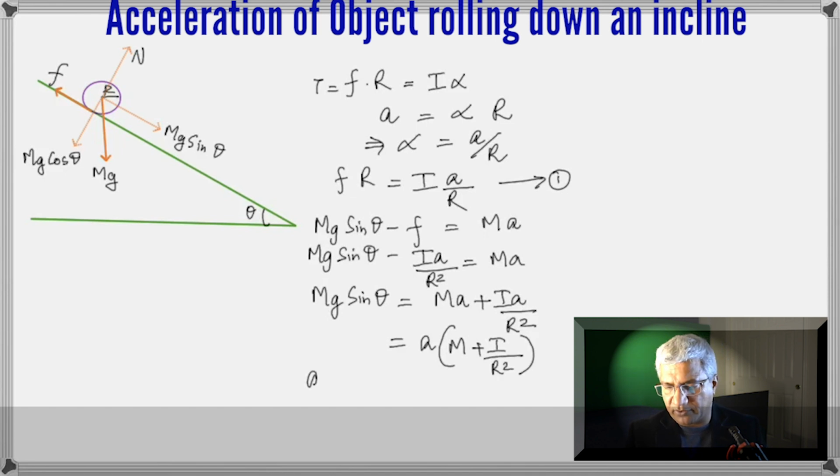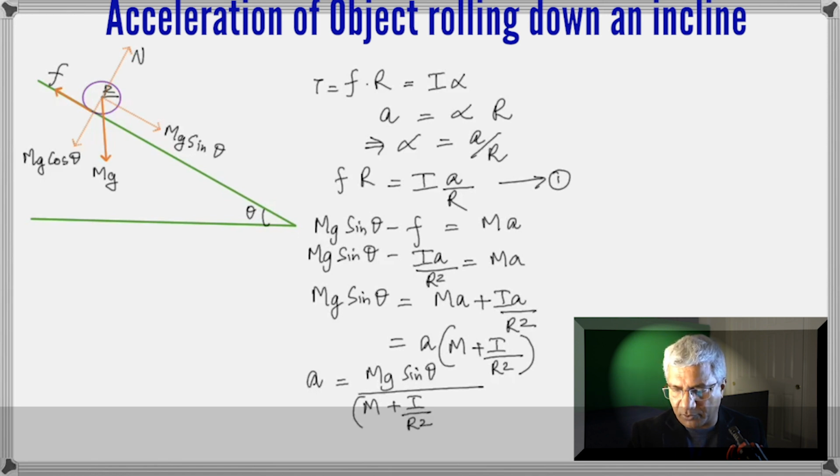All right, and then on the left-hand side, I have mg sine theta. So when I rearrange, I'm going to get A is equal to mg sine theta whole divided by M plus I by R squared. So that is a very important formula to find the acceleration of any object that is rolling down an inclined plane.